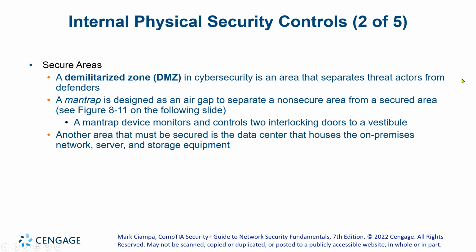There's the secure areas, the DMZ, the demilitarized zone in cybersecurity is an area that separates threat actors from defenders. A man trap, in fact, this one is now in pretty much all schools. You have to go through a man trap. It's something they've done to reduce the amount of school shootings in United States schools. I'm not sure how well it works because people really don't pay attention to how it's supposed to work, in my experience. But it's an air gap to separate a non-secure area from a secured area.